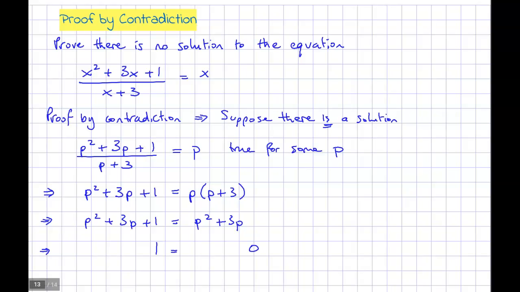Now this statement, 1 equals 0, is just plainly not the case. It's just absurd, it's incorrect, it's impossible. And if that statement is impossible, then we can say that no solution exists, does not exist, and therefore the original statement is true, as in that there is no solution to the equation.